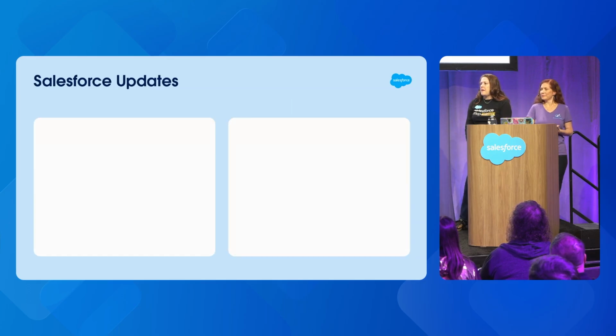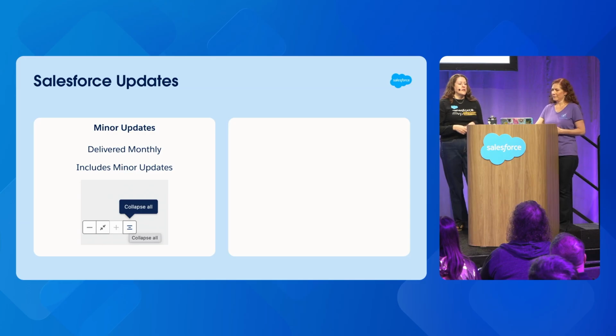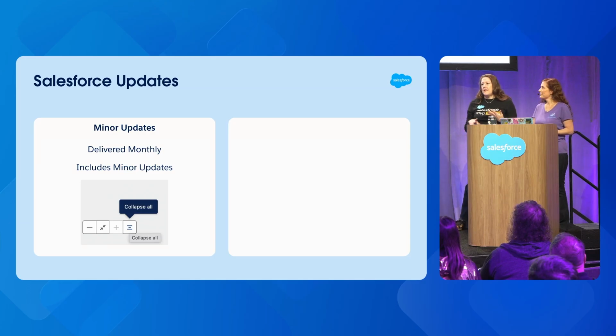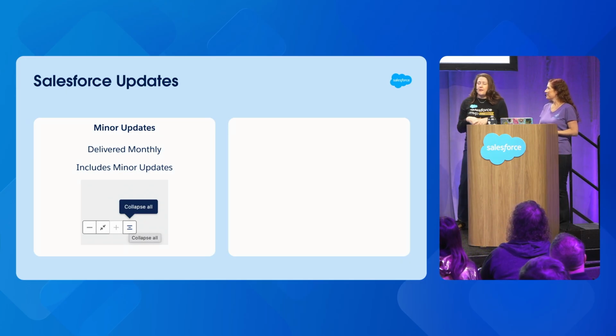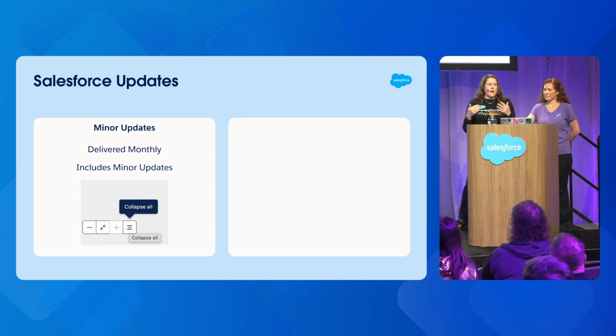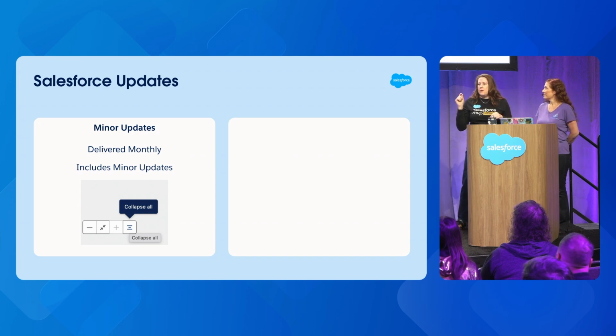Yeah, so let's talk about the 2 types of Salesforce updates. So we have Salesforce minor updates. These are delivered monthly. They'll include things like performance fixes, bug fixes, sometimes security. You don't get release notes for these. You probably don't even know that these releases come out. They can include some impacts that you'll see. So like a recent one for Flow was the ability to collapse all or expand all the components.